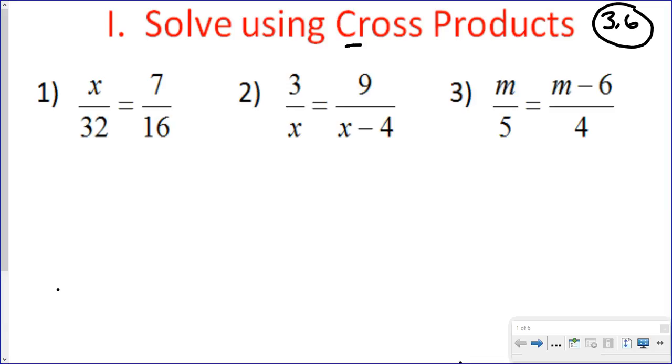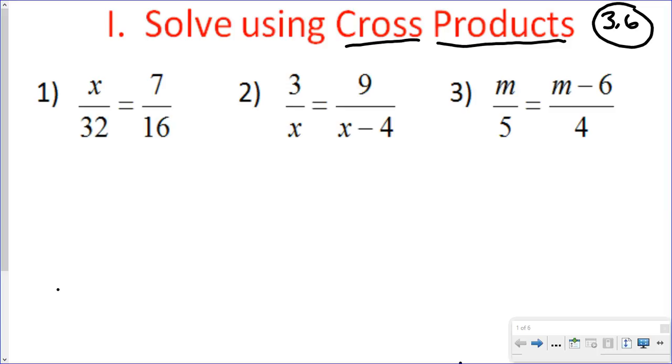We're going to work on the 3.6 notes today, and I pretty much showed you all the tricks about solving proportions using cross products yesterday in class. But I just want to give you some extra support. You'll watch this video, and then you'll complete the homework with whatever time you have in class. If you don't get it done in class, then you'll do it at home.